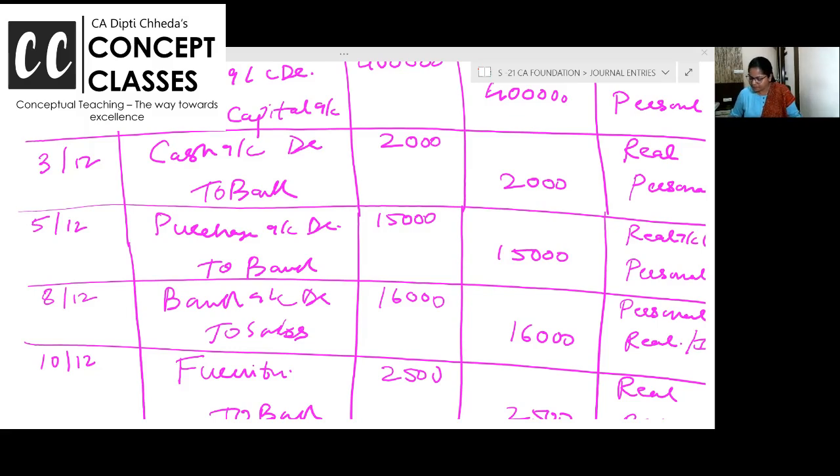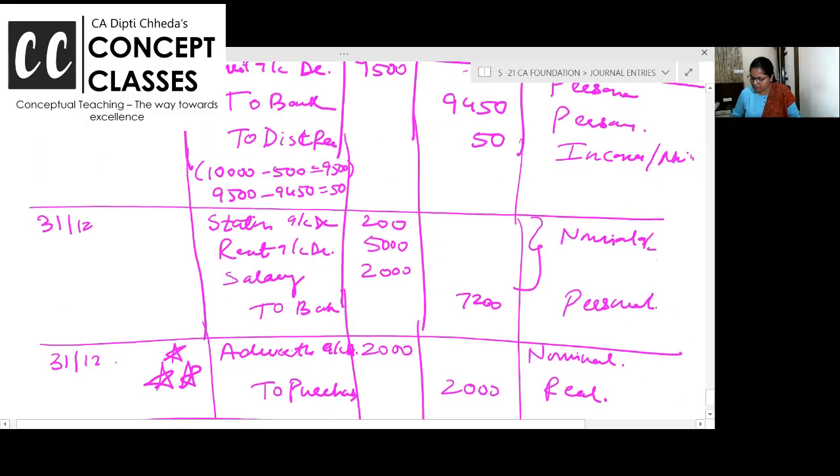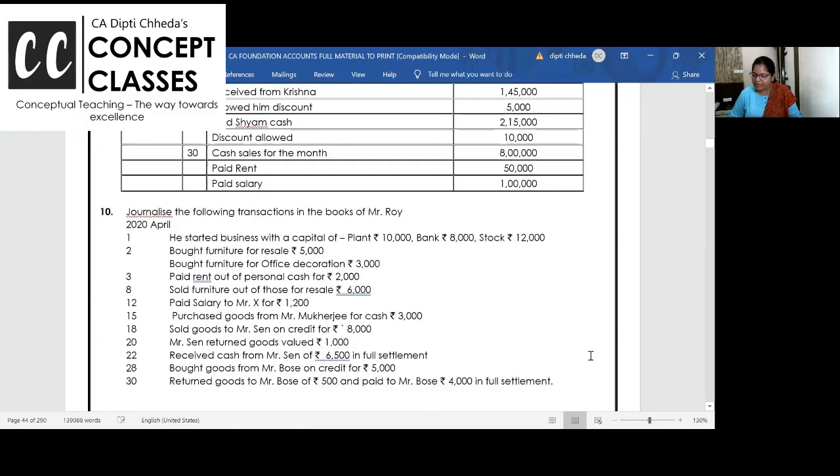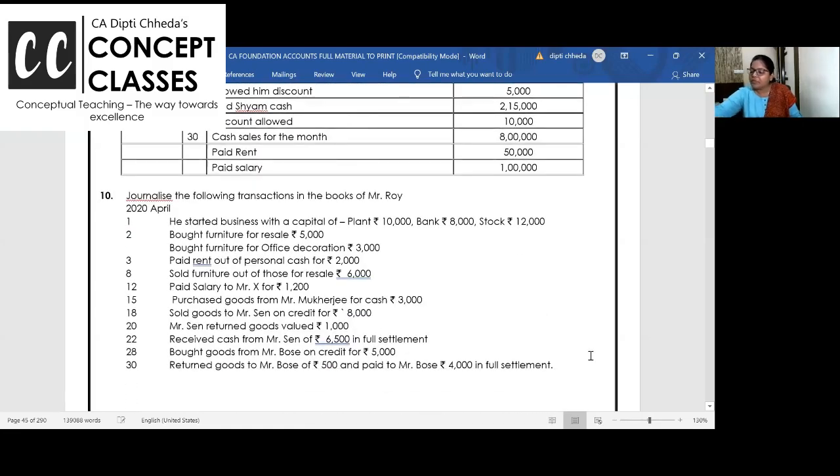Okay, let us do it. Eight problems we have done. One problem, will you try it on your own and share with me the journal entries? Wherever comfortable, in chat, or unmute and read out in class.